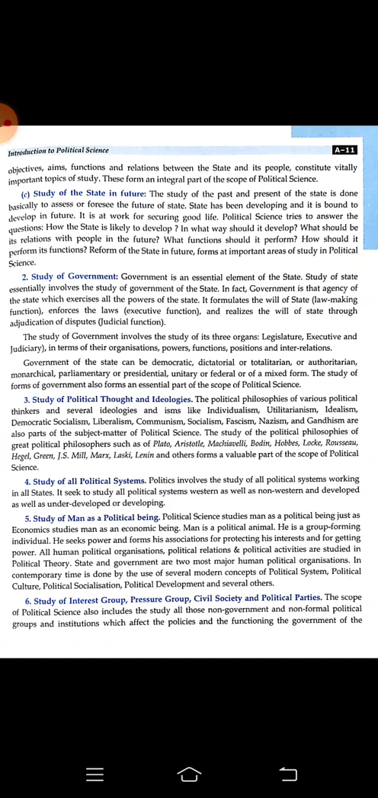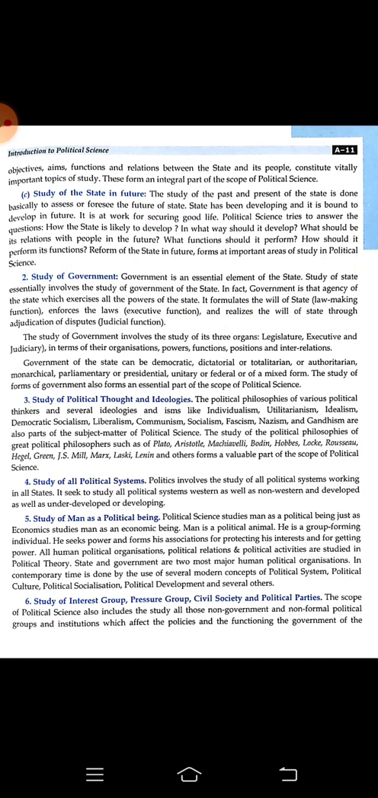Okay, next is study of political theory and ideologies. There are different types of ideology which evolved from time to time, like for example fascism, Nazism, Gandhiism, liberalism, democracy, and socialism. All these things we got in political science from time to time, and they are adopted by the states or countries now.